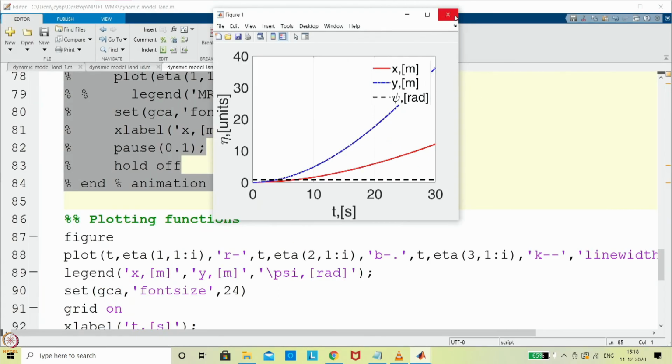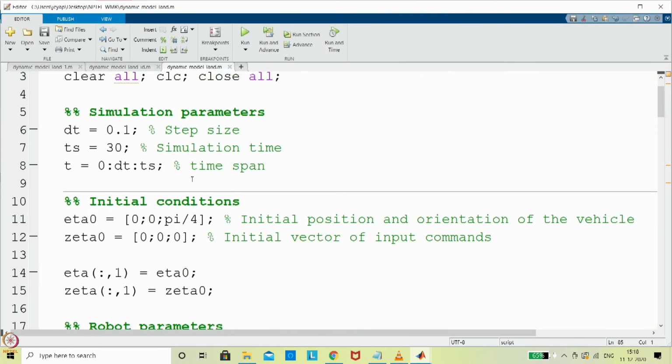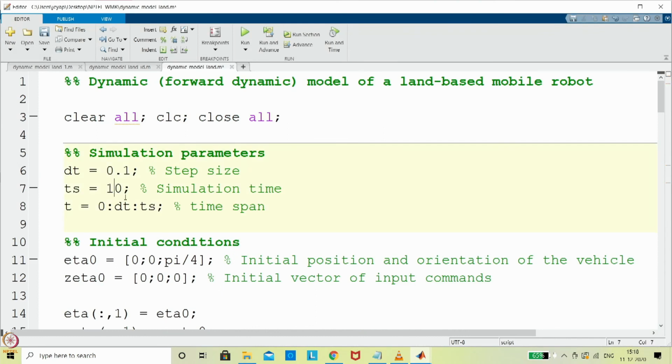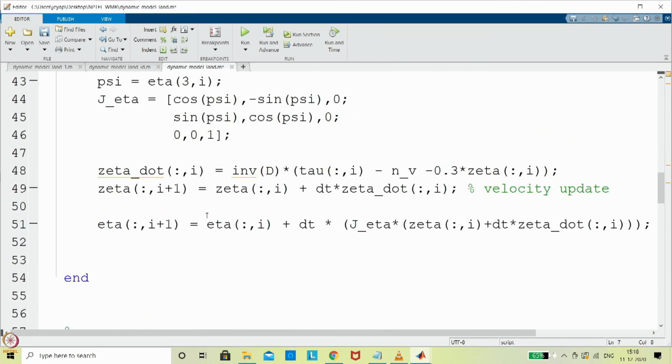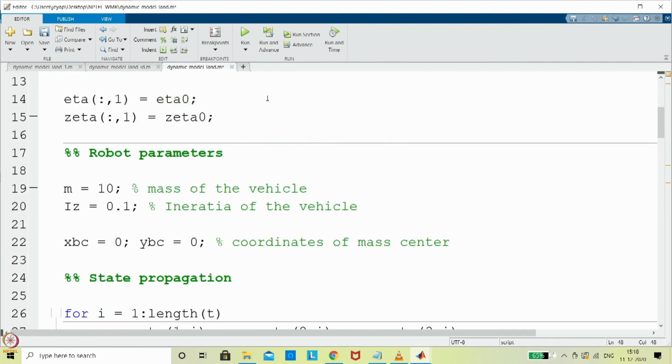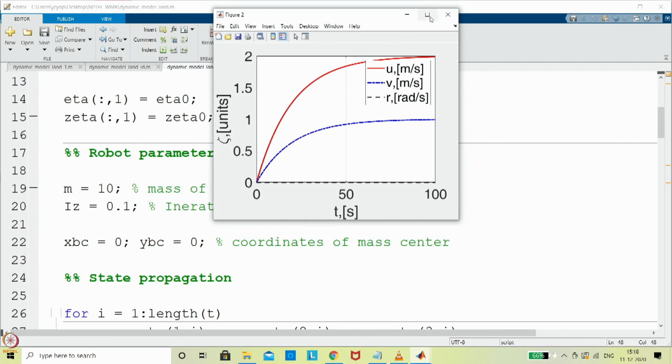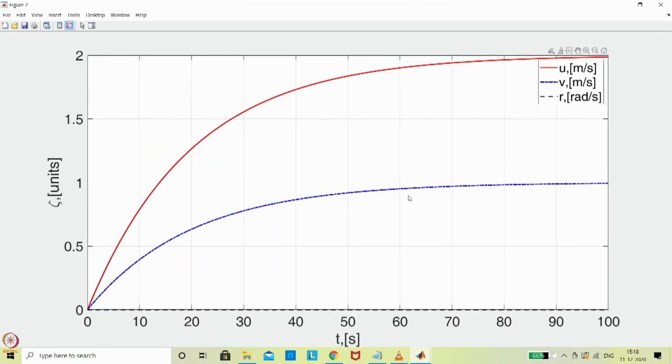To check that, we will increase the time again. I will give 100 and increase the frictional coefficient to probably 0.5, because the mass here is 10 kg, so 1 Newton is very small. Now you can see it is getting saturated, very close to 1 meter per second in V and almost 2 meter per second in U.